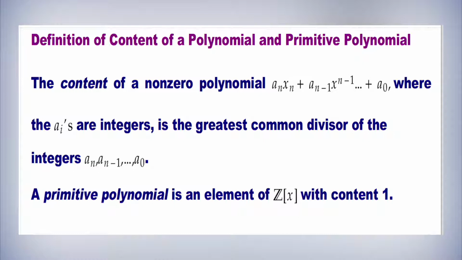Definition of content of a polynomial and primitive polynomial. The content of a non-zero polynomial a_n x^n plus a_{n-1} x^{n-1} and so on up to a_0, where the a_i's are integers, is the greatest common divisor of the integers a_n, a_{n-1} and so on up to a_0. A primitive polynomial is an element of Z[x] with content 1.